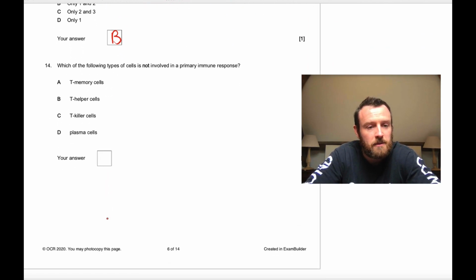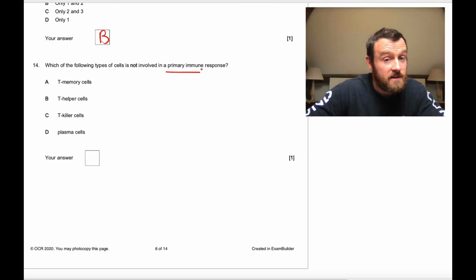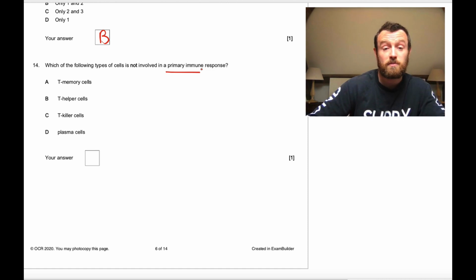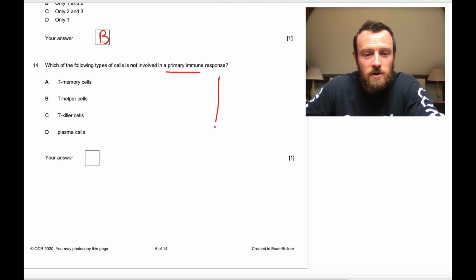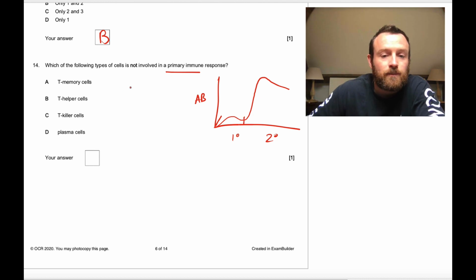Okay, 14. If you need to pause, do so now. Which of the following types of cells is not involved in a primary immune response? Okay, so here we're not talking about primary defenses and secondary defenses. This is primary immune response and secondary immune response. What we're talking about is this graph where it goes up, then up again higher. This is the primary response, and this is the secondary response, and this is antibody concentration over here, and this is time after first infection here, and then after second infection here.